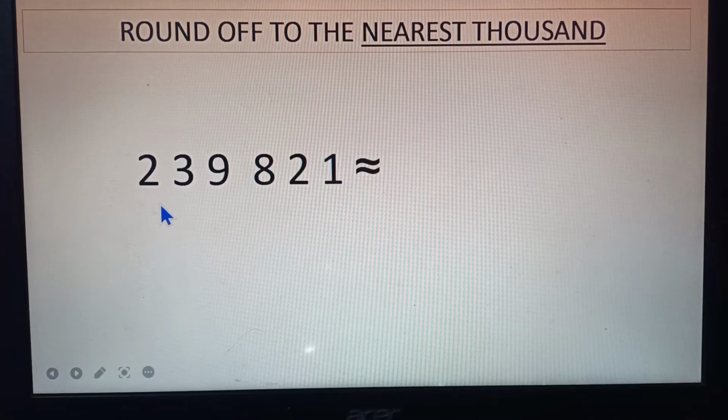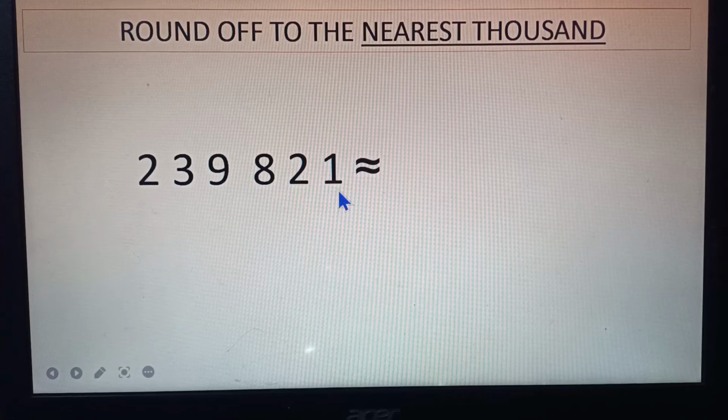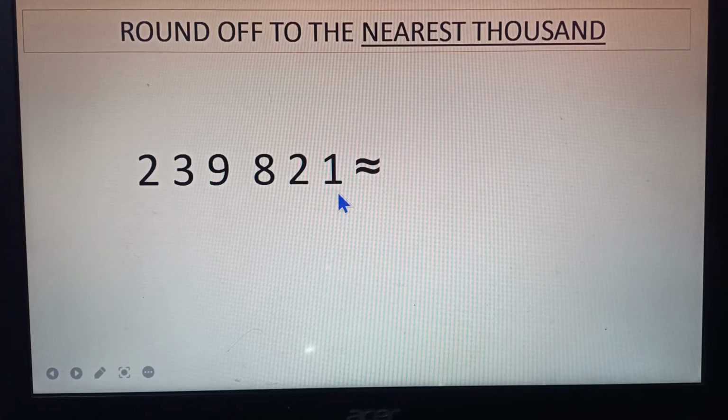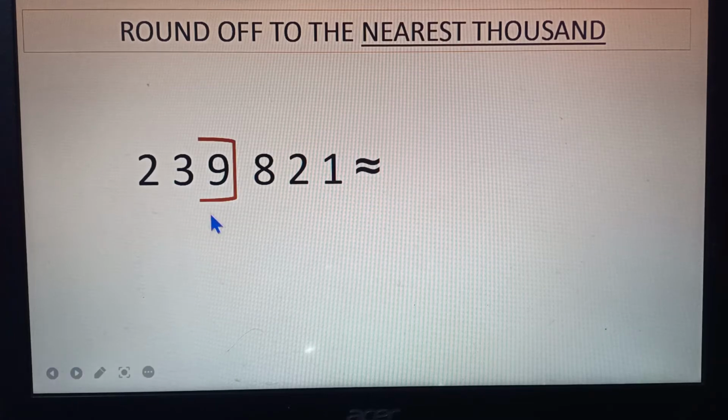Alright. Let's try the bigger number. This is 239,821. Round off to the nearest 1000. Okay. Let's see step 1, find the thousand and staple. Okay, ones, tens, hundred, thousand. So is this the thousand? Yes, so you staple. Step 1.